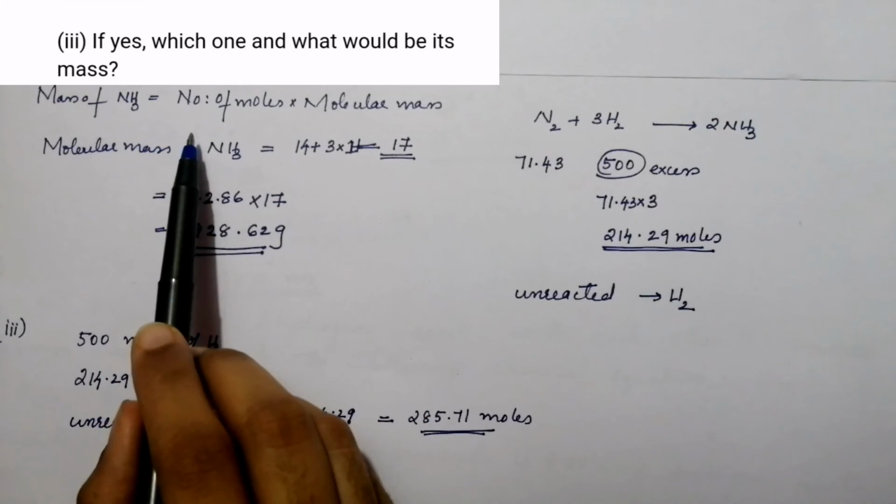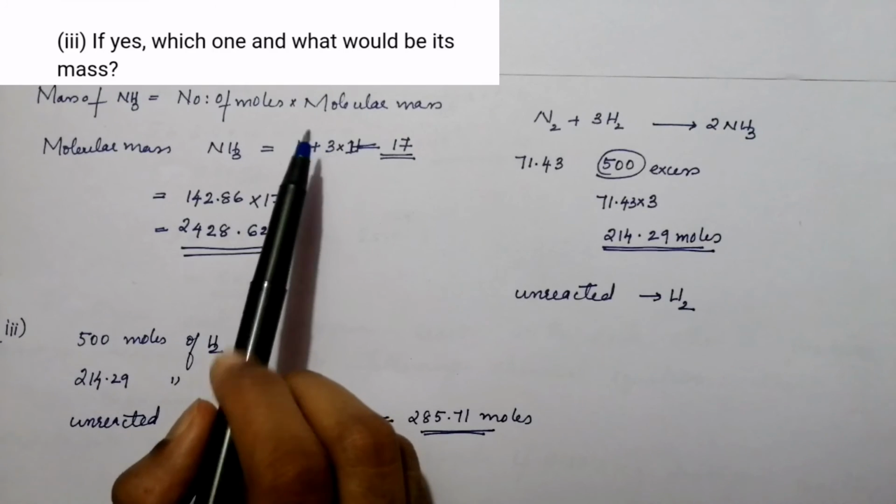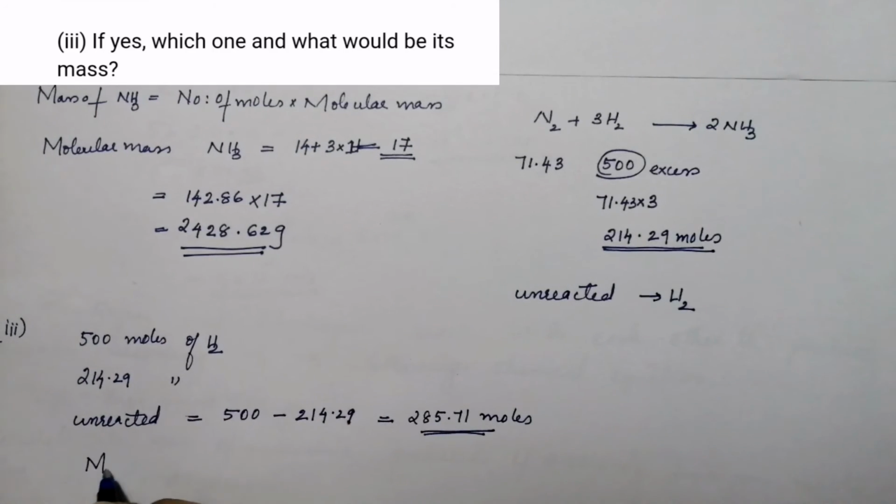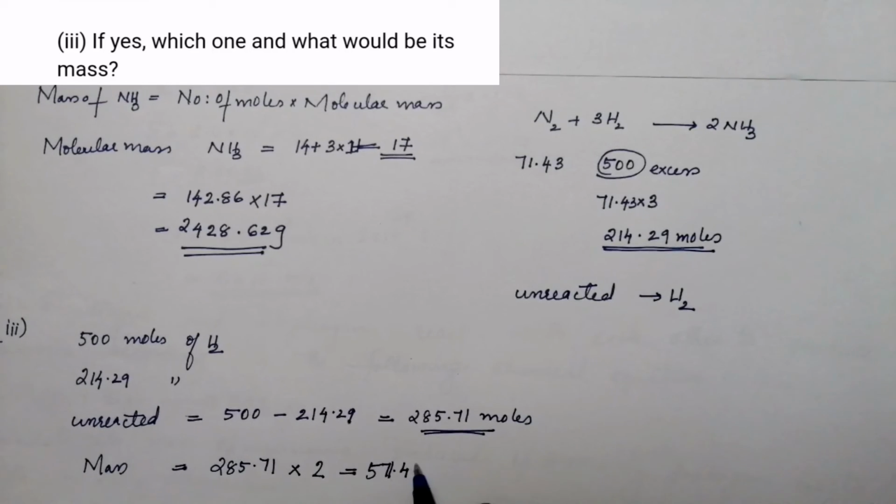Now to calculate the mass, similarly as done before, we have to multiply it with its molecular mass. We already have the number of moles, so we have to multiply with the molecular mass. So let us find the mass, that is equal to the number of moles, that is 285.71 into molecular mass of hydrogen. Here it is 2, which gives us 571.42 gram. So this is the amount of hydrogen that remains unreacted.